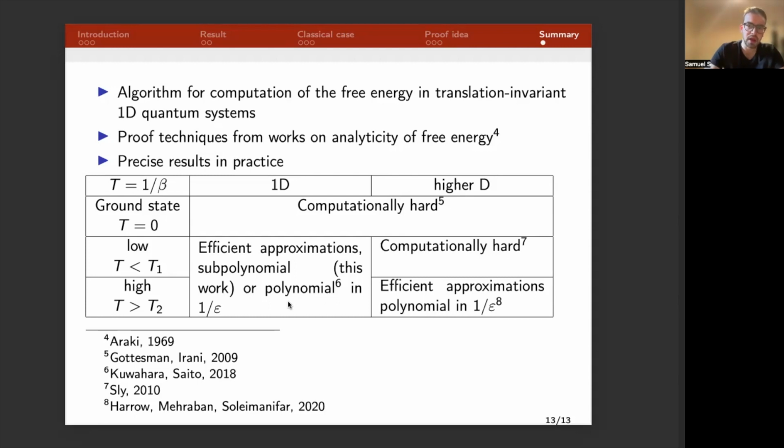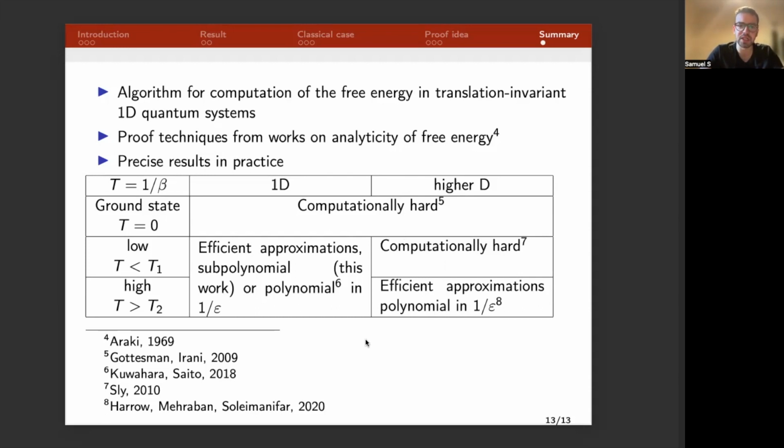In higher dimensions, there are proofs that it's computationally hard to determine the free energy as long as you're below some fixed finite temperature T1, a so-called critical temperature, where the proof actually also just uses a classical system. So in higher dimensions, this computational problem is much harder. Nevertheless, as long as you are above another critical temperature, which need not be the same as the one in the proof of the hardness here, it's known that there are efficient approximation algorithms for the free energy. Again, polynomial runtime in the inverse error.